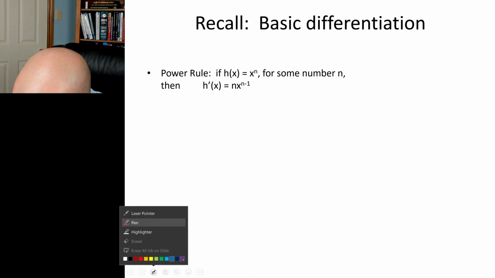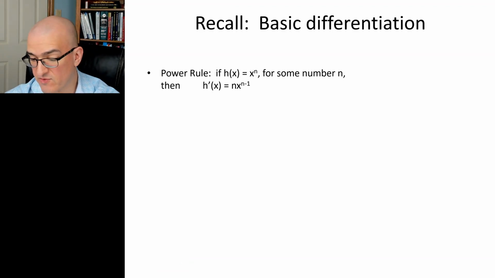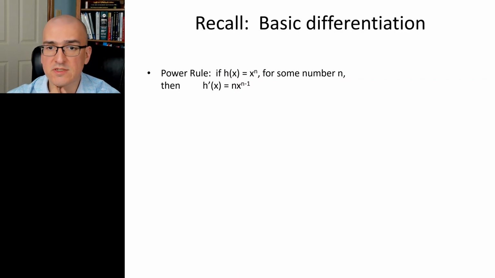So to put the rules together, I'm not going to derive them. You've seen them before. You may have derived some of them in your previous calculus course. The first rule for differentiation is the power rule that we just used. If h of x is x to the power of n, where n is a constant, that's important, it can't be a function, then the derivative is going to be n times x to the power of n minus 1.